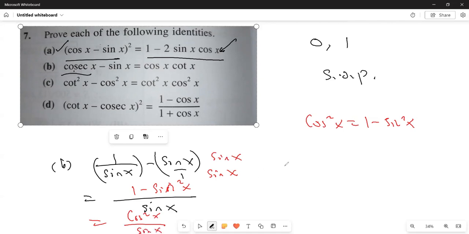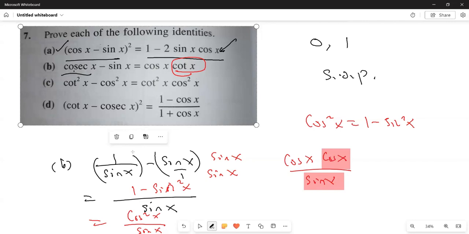So what do you think? Cosine square x, isn't it cosine x times cosine x, then sine x, right? Correct or not? So you look at the right side. Where do you get the cotangent? Your cotangent is gotten from cosine over sine, right or not? Correct. And that's the answer already. 2 steps also.